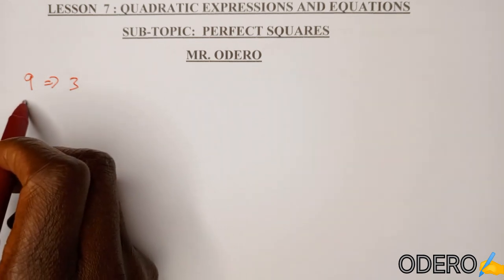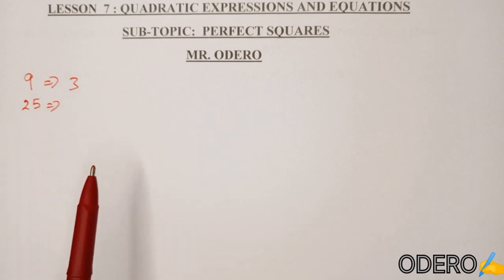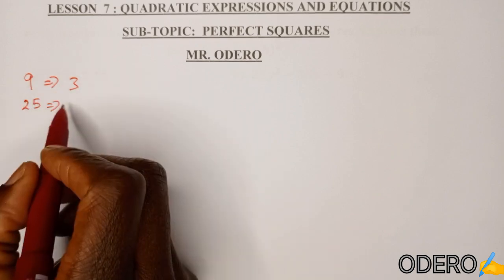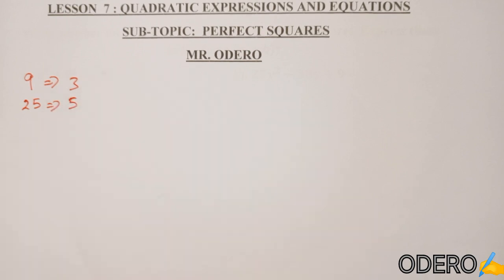Another one, if you get the square root of 25, it is also 5. So therefore, these two, 9 and 25, can be said to be perfect squares.